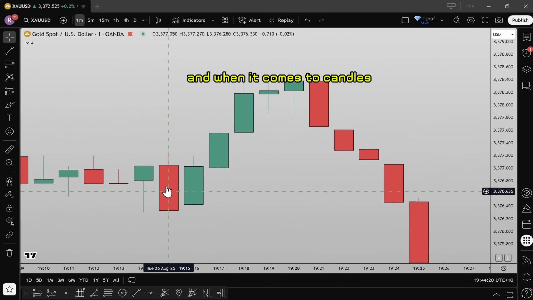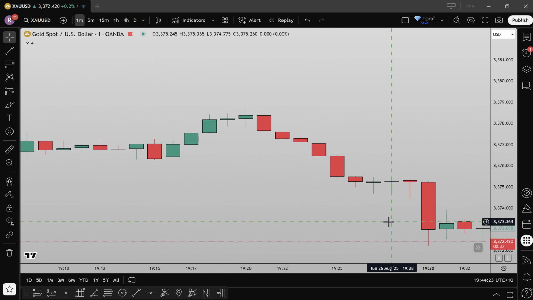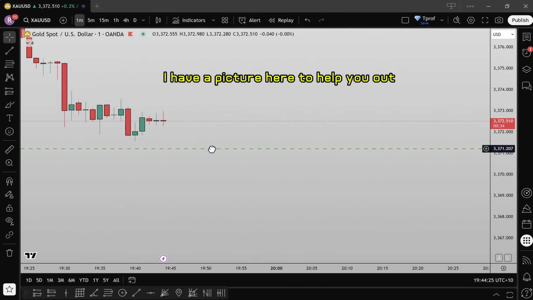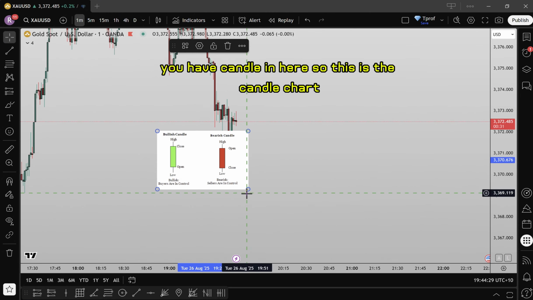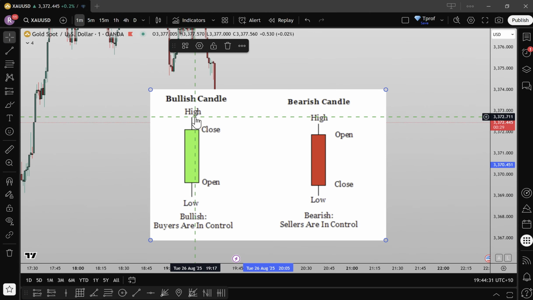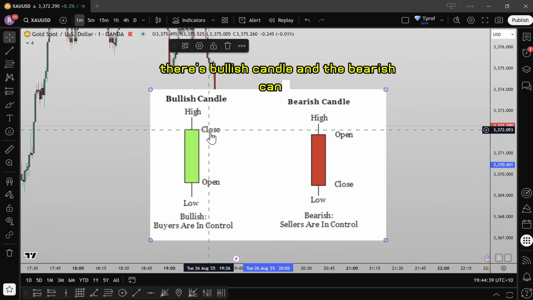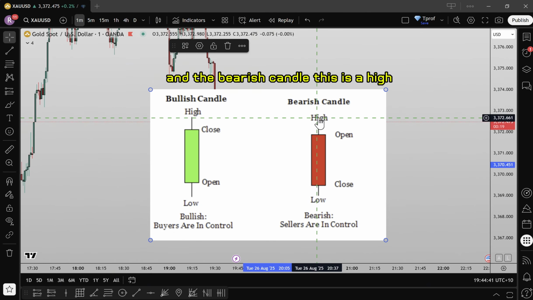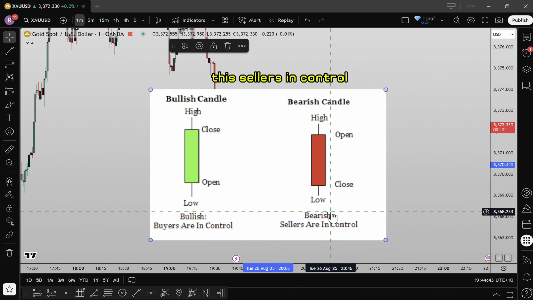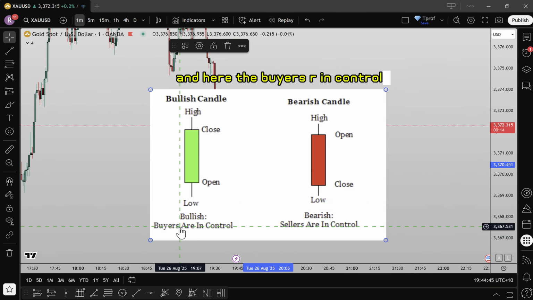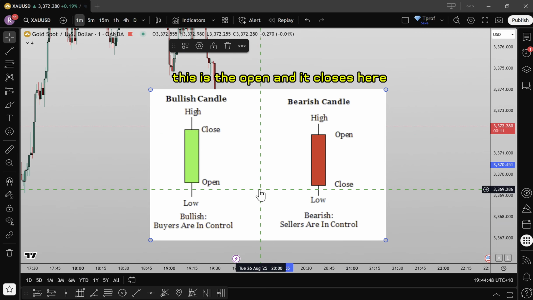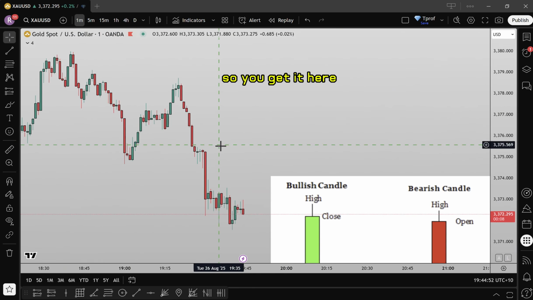And when it comes to candles, you have a whole different pattern. I have a picture here to help you out. This is the candle chart: high, low, and close. There are two types of candles, the bullish candle and the bearish candle. In the bearish candle, this is the high, this is the low, and this is where the sellers are in control. And here, the buyers are in control. This is the open, and it closes here.